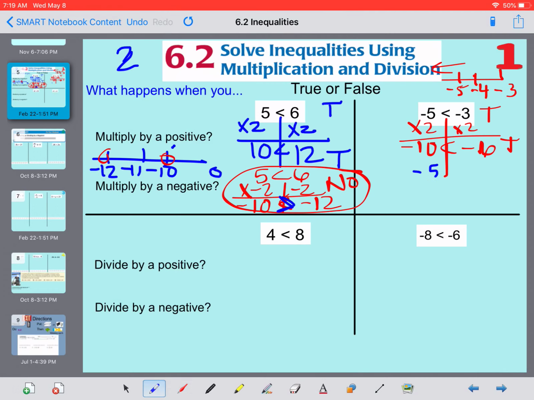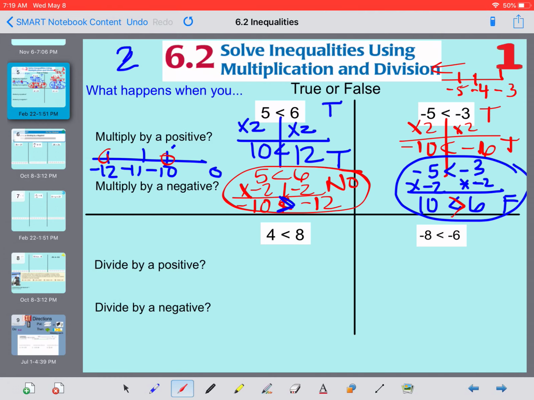But if we multiply by a negative, multiply by negative 2 times negative 2, we get 10 is less than 6. Well, that doesn't make any sense. That would be false. It's not true. So in order to make it true, we would have to flip our symbol and say 10 is greater than 6. So right now, if we multiply by a negative, we really need to flip the inequality symbol in order to make a true statement.